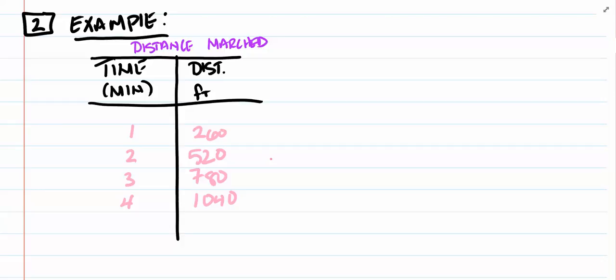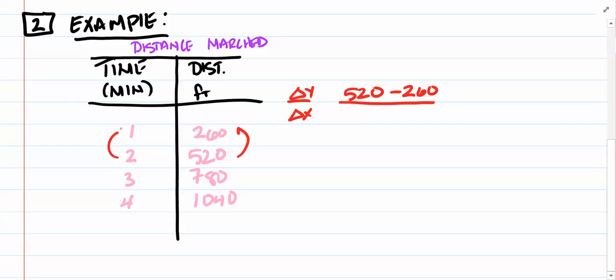So, okay, let's do the change, and let's look at this one. We're going to take 520 minus 260. That's the change in distance, right? So that's the change in y variable over the change in x variable. So the change in x variable is going to be 2 minus 1, right? So when we plug all that through, 520 minus 260 is 260, divided by 1. Okay, that's what we have.